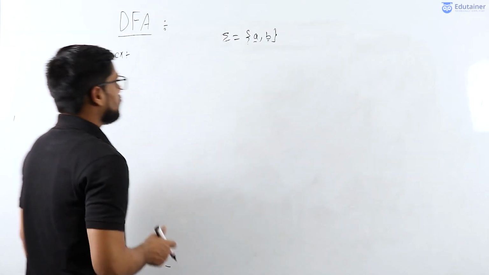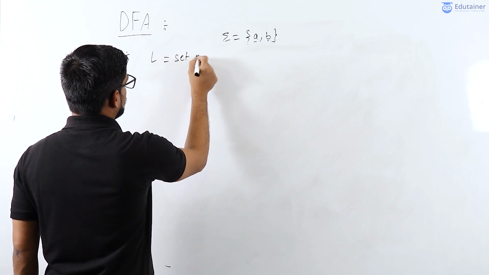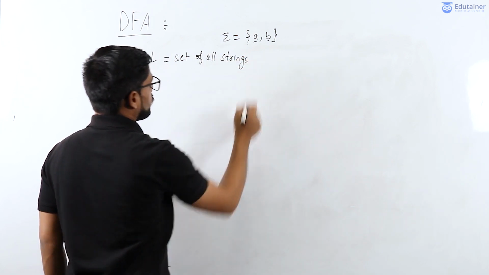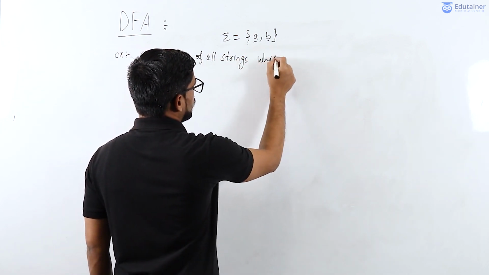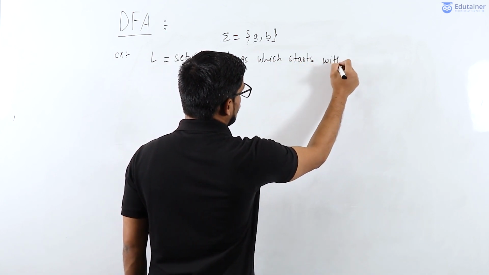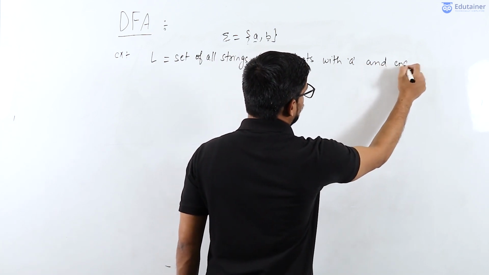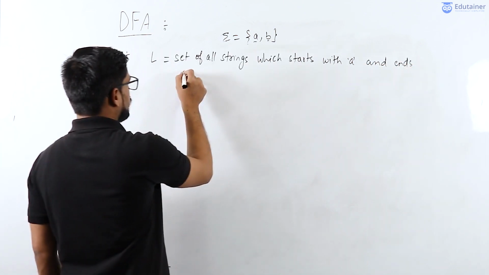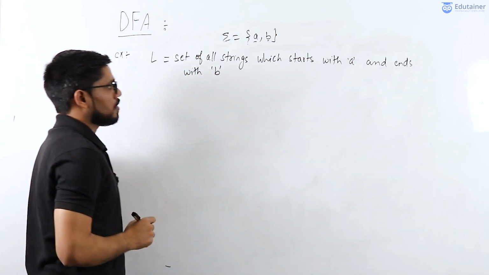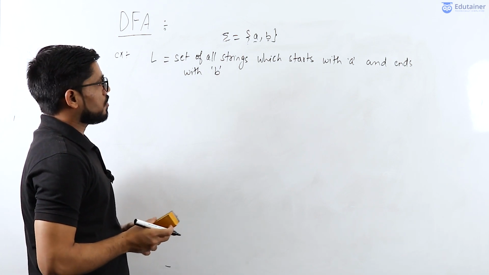The next example will be, let's say, a language L, the set of all strings which starts with A and ends with B. So how can you draw the DFA for language L?